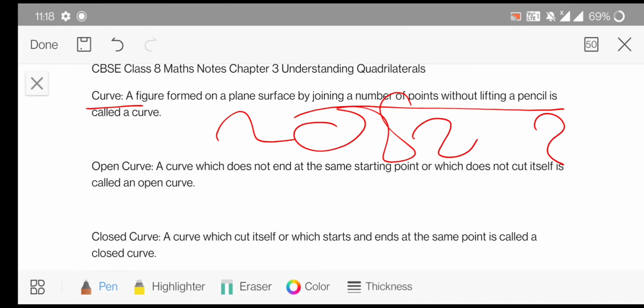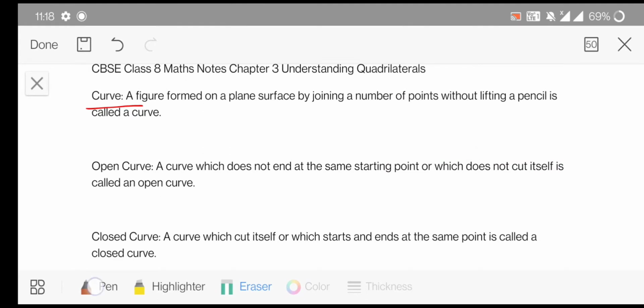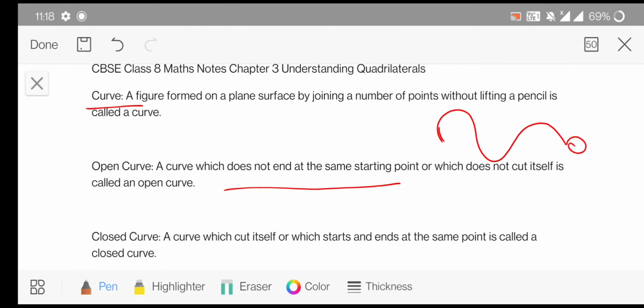Then after, there are two types of curves. One is open curve and another is closed curve. So what do you mean by open curve? Open curve means, from the name itself you will understand this, it's open. So a curve which does not end at the same starting point. Suppose you have started your curve from this and it's not getting end at the same point but it's getting end at some other point. Then it is called an open curve.